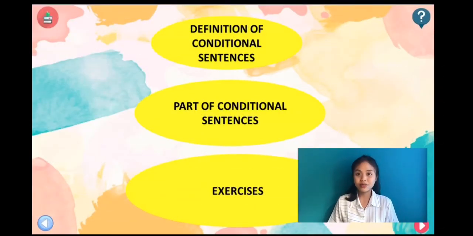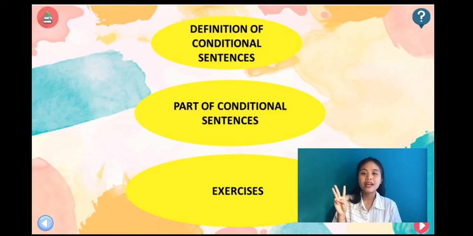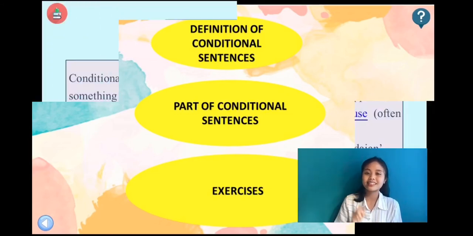For this material, we are gonna talk about two chapters. The first chapter is the definition of conditional sentence, and the second chapter is the parts of conditional sentence. And for the last part, we are gonna do some exercises. Okay, let's move on to the first chapter.